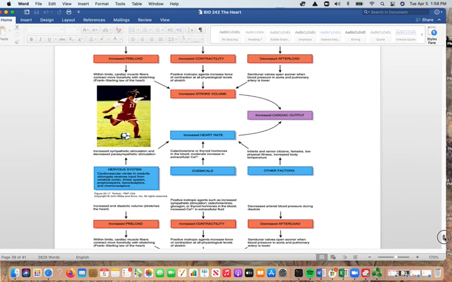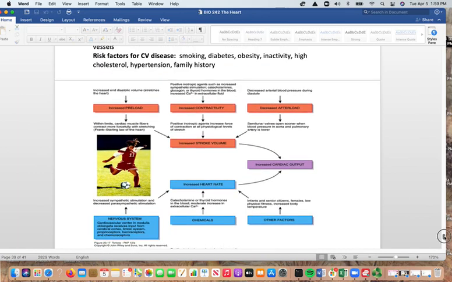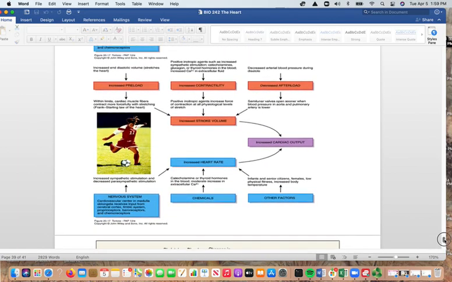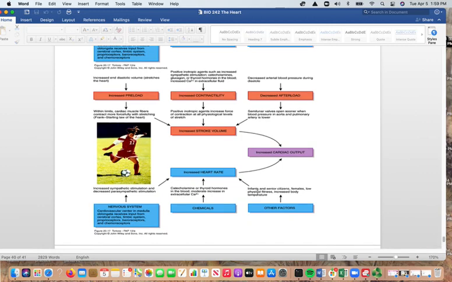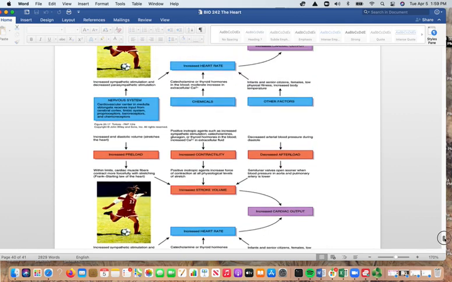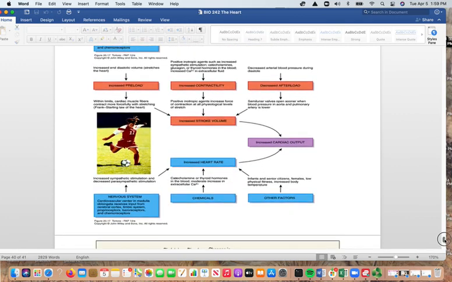Again, this is a picture here that attempts to summarize what is going on with the heart. If you increase contractility, decrease afterload, or increase preload, those are all things that are going to increase the cardiac output. Things that are going to increase the heart rate include things going on with the nervous system, the chemicals, and other factors.